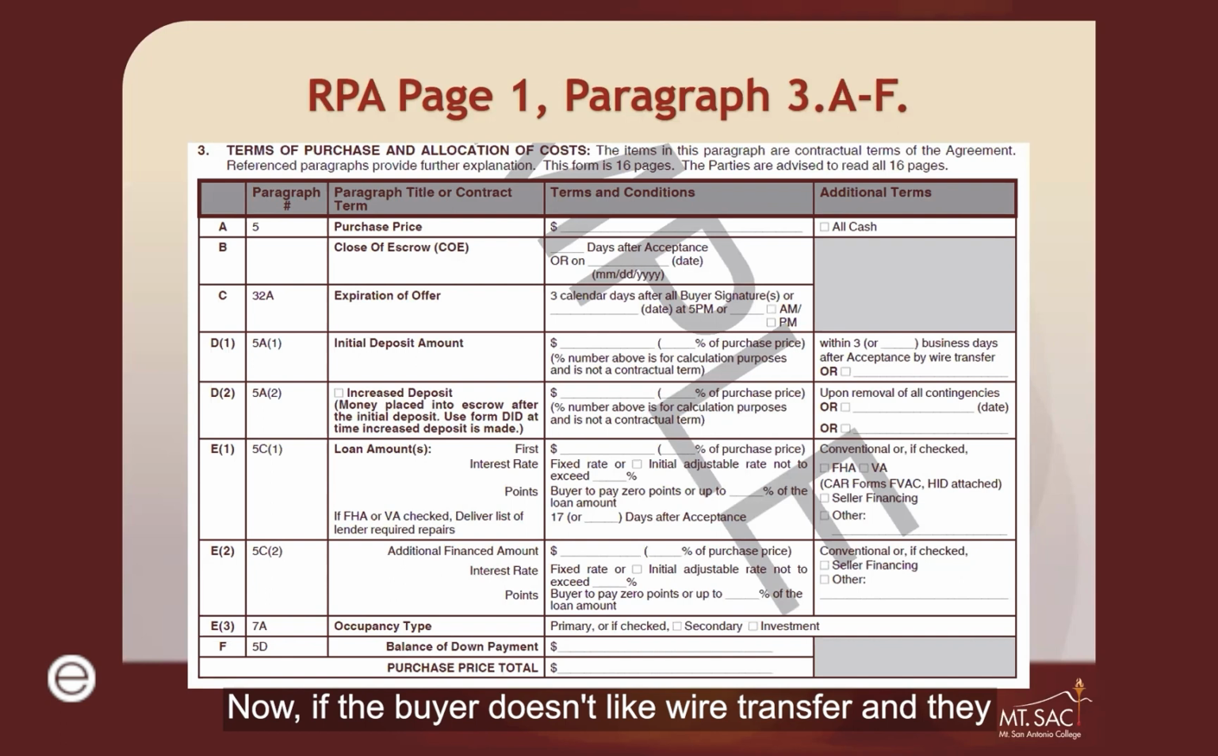Now, if the buyer doesn't like wire transfer and they want to take a check down to escrow, you could check the box and put in buyer's personal check. But remember, make sure the buyer delivers the check to escrow. You don't want to touch that check. You don't even want to make a copy of that check. How many times have we put something in the photocopy machine and forgot it, right? You do that with a check, okay? That's called commingling. And that's really bad for your license. Like, you'll lose your license for that. So again, don't do that.